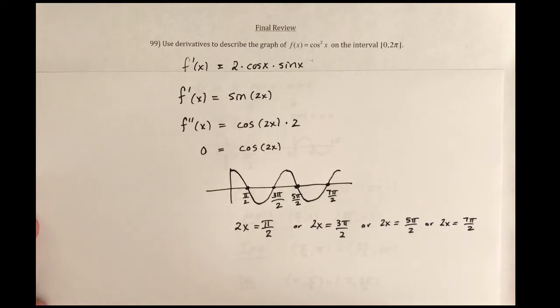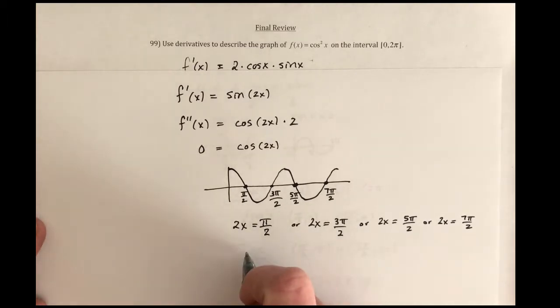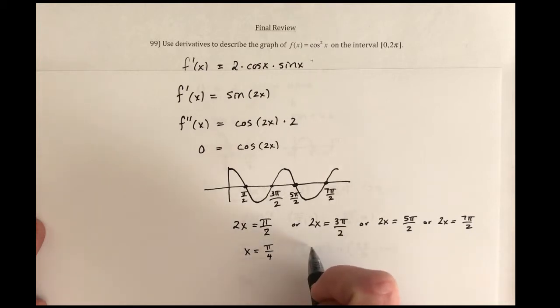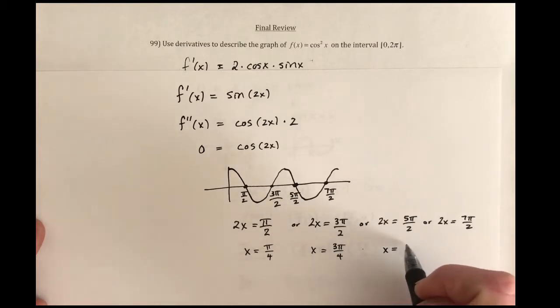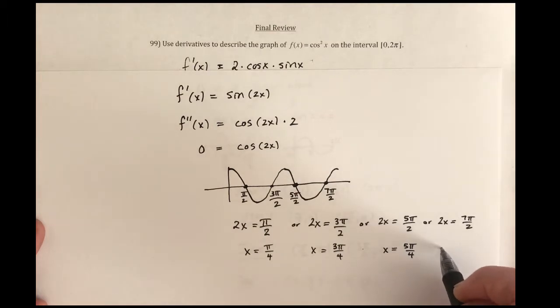And then all of those need to be divided by 2. So when you divide by 2, this one would become pi over 4, and this would be 3 pi over 4. This one would be 5 pi over 4, and this one is 7 pi over 4.